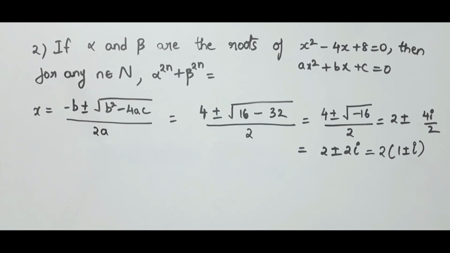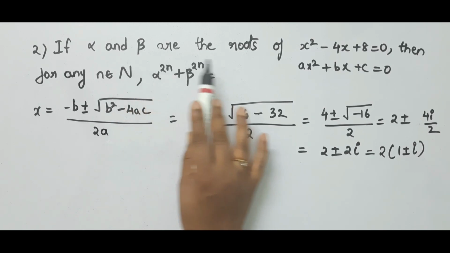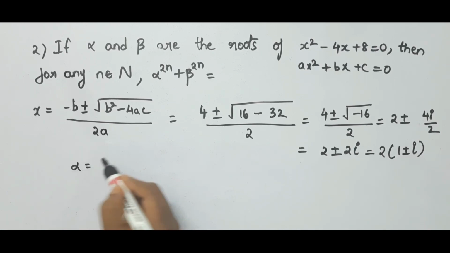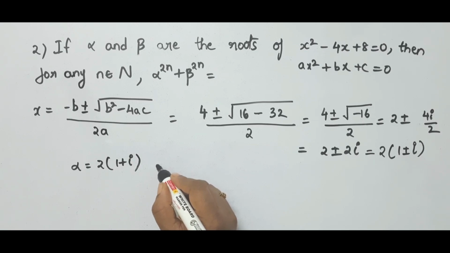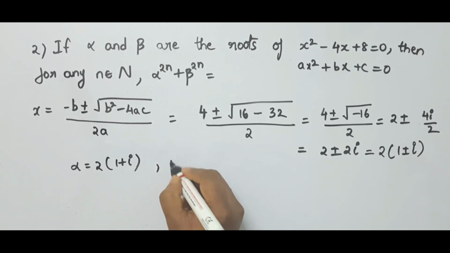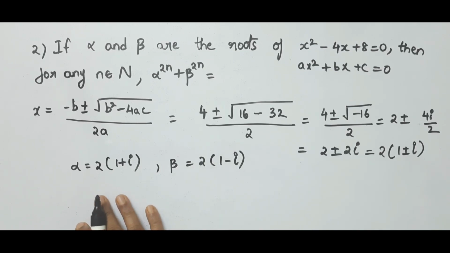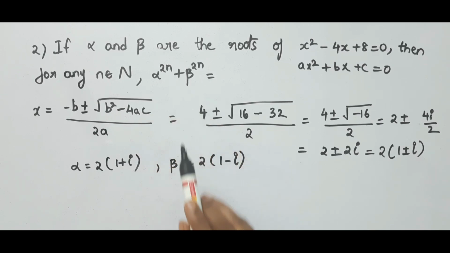Once you get the value of x, they ask to find the value of alpha power 2n plus beta power 2n. Alpha, beta are the roots of this quadratic equation, is it not? So the roots of this quadratic equation are 2 into 1 plus or minus i. So take alpha as 2 into 1 plus i, beta as 2 into 1 minus i. Okay, so now we got alpha value, beta value. So we can easily calculate alpha power 2n and beta power 2n, is it not? Now let us do that.